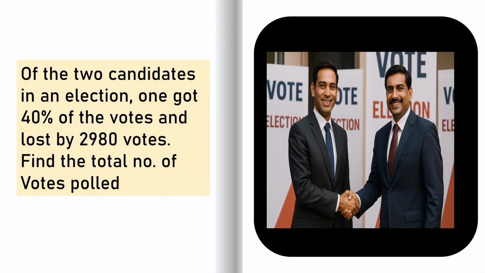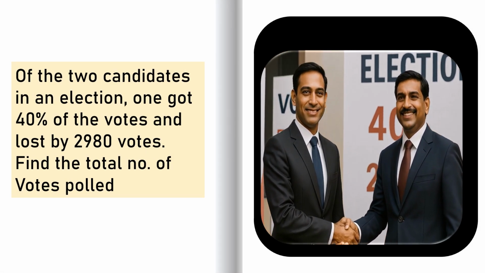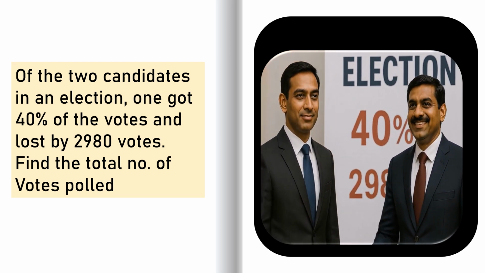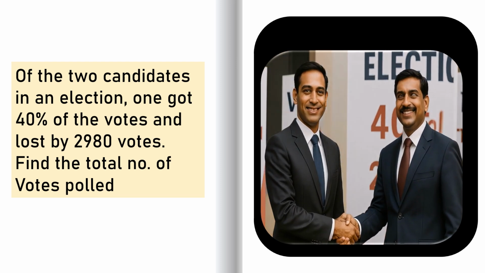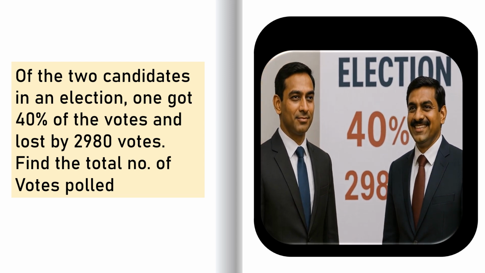Let's read it out. Of the two candidates in an election, one got 40% of the votes and lost by 2980 votes. Find the total number of votes polled. So the question says, two people fought an election, one got 40% votes and still lost. Poor guy. He lost by 2980 votes. Can you guess how many total votes were polled? Let's break it down and solve this mystery.